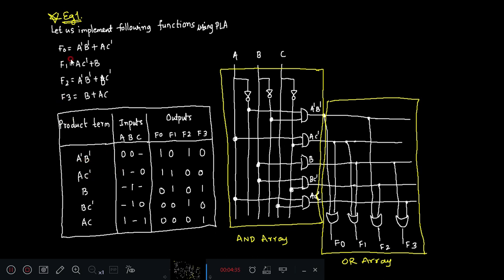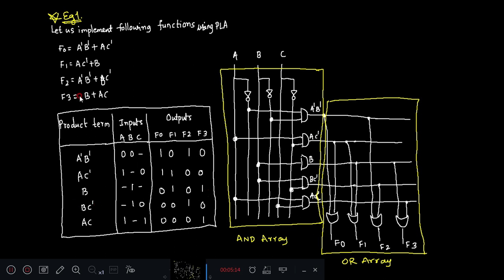Then a c' is part of F0 and F1. So F0 and F1 you have made 1, F2 and F3 this product term is not there, so you are making 0. So when input a is 1 and c is 0, this a c' product term will become 1. When the a c' product term becomes 1, F1 will become 1 and F0 will become 1. Similarly, when b becomes 1, b is part of two functions, F1 and F3. When b becomes 1 and you are performing the OR operation, it doesn't depend on the other product terms. So F1 will become 1, F3 will become 1.